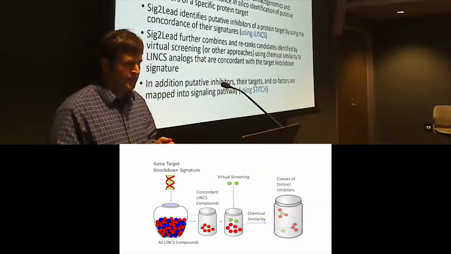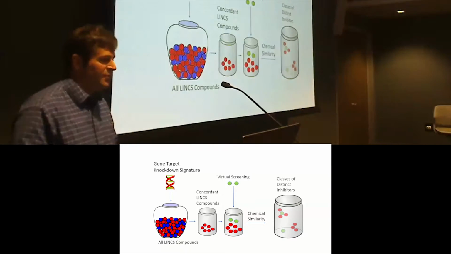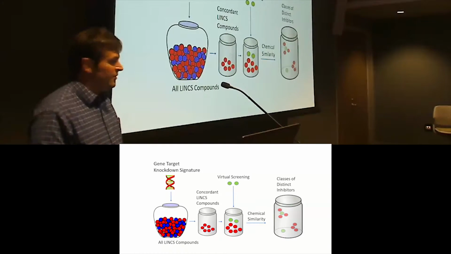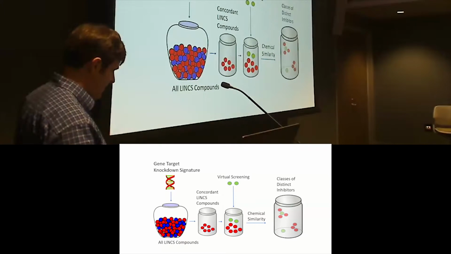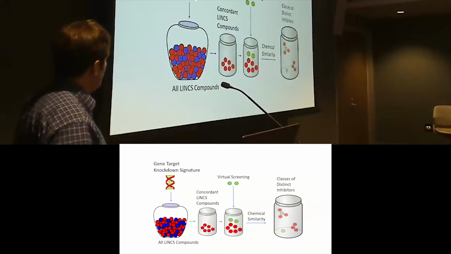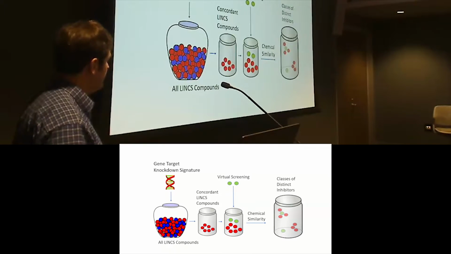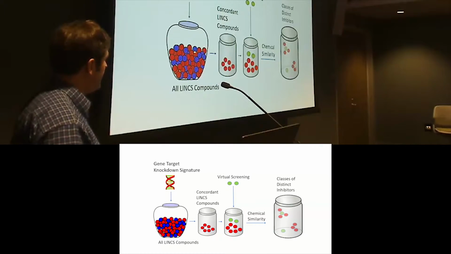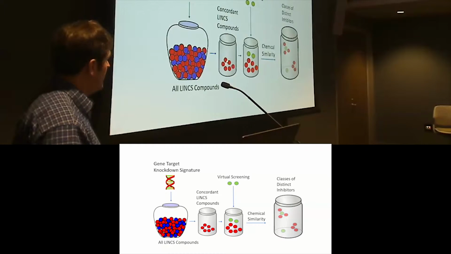interactions. So just to go over this pictorially, the general concept is we have, in the upper left there, the gene knockdown. We query that via iLINCS through Sig-to-Lead against the LINCS data, the small molecule database, and we get a set of concordant molecules in the LINCS database with that gene knockdown.